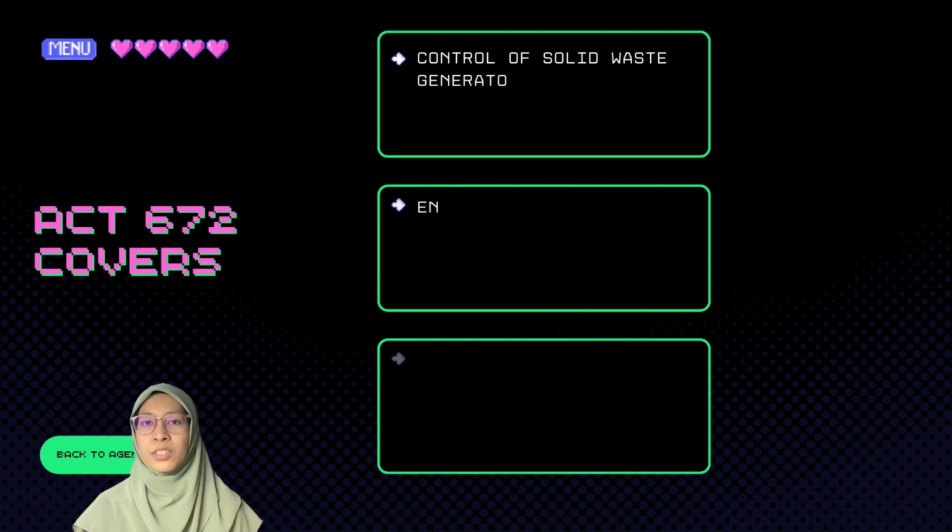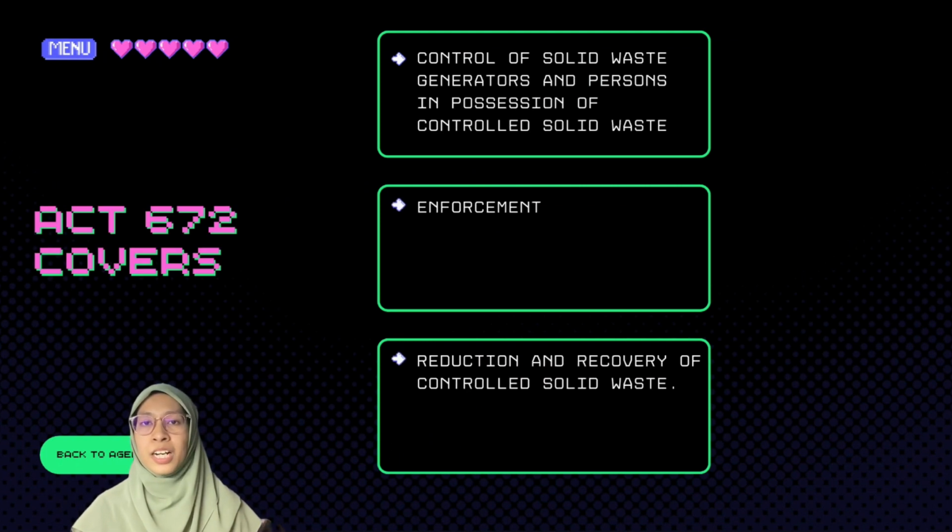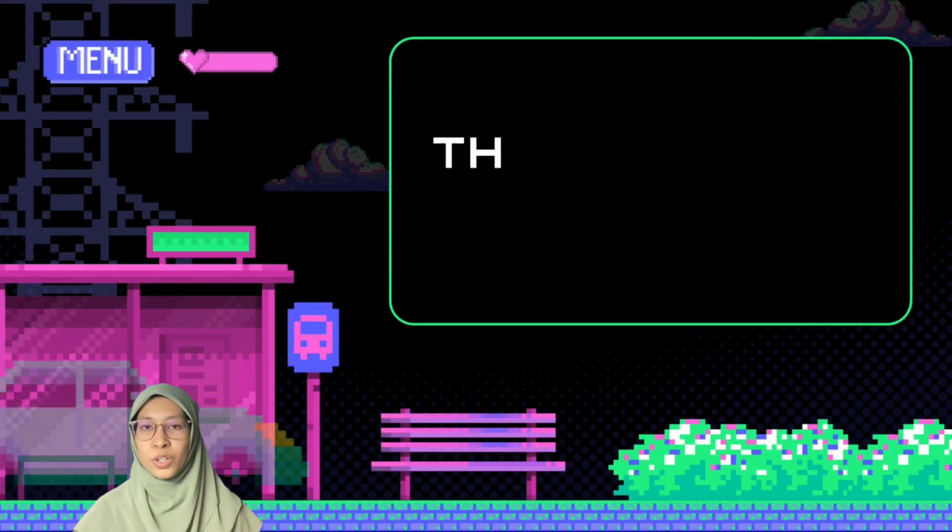The Act also specifies that prior written approval from the Director General of the National Solid Waste Management Department is required before any construction, alteration or closure of prescribed solid waste management facilities. Act 672 also covers the control of solid waste generators and persons in possession of controlled solid waste. Second, enforcement, and lastly, reduction and recovery of controlled solid waste.